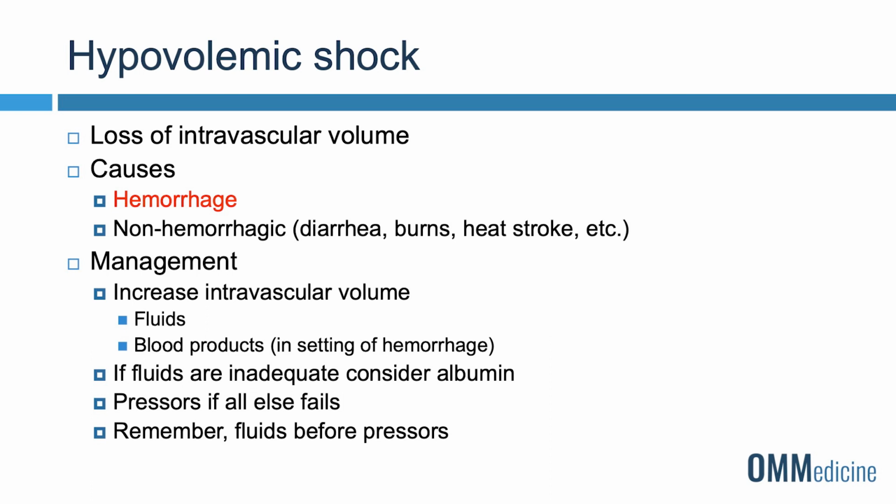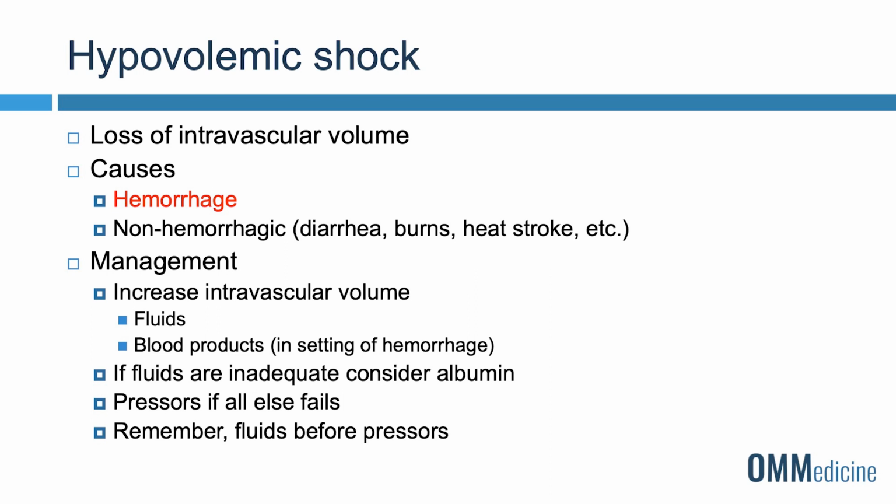And the treatment of hypovolemic shock is pretty straightforward. Remember that we have low intravascular volume, and that's what's causing poor perfusion of organs and ultimately shock. So the treatment is going to be to increase the intravascular volume, and there's two major ways we can do this. We can provide fluids such as normal saline or lactated ringers, or if the patient is hemorrhaging, then we can provide blood products which also provide a decent amount of intravascular volume.